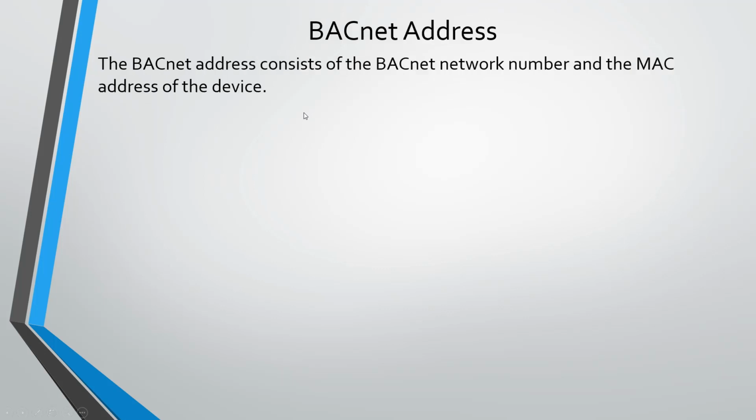BACnet addresses consist of the network number and the MAC address of the device. The reason behind that is that the BACnet network number is needed in order to communicate, and the MAC address of the device is how we go about communicating to those devices. So that is how BACnet works.